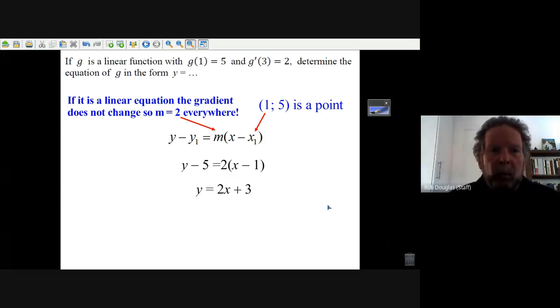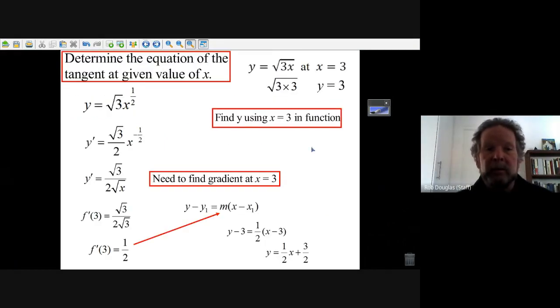We're going to look at, actually, not this question. We're going to look at this question first about determining tangents at a given value of x. I picked this one out of Mr. Autry's questions because it looked a little bit challenging and maybe a little bit tricky, but here we go. Here's the function y equals the square root of 3x, and we're supposed to find the equation of the tangent line at x equals 3.